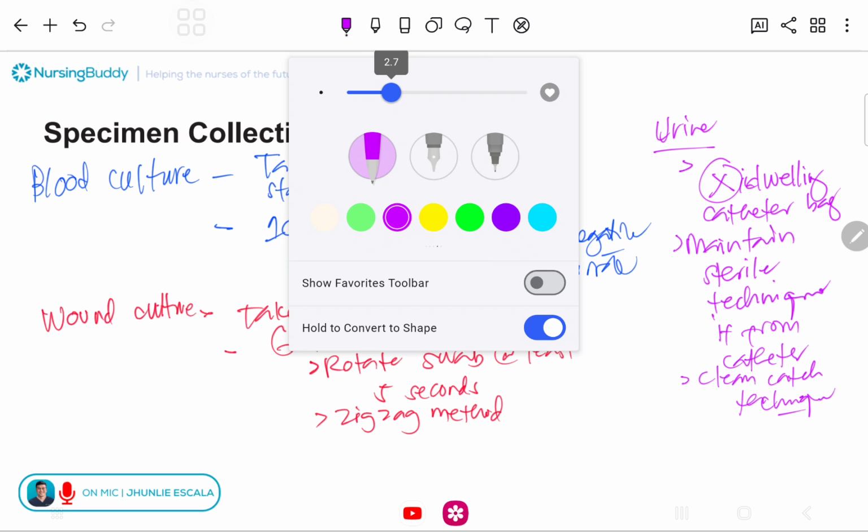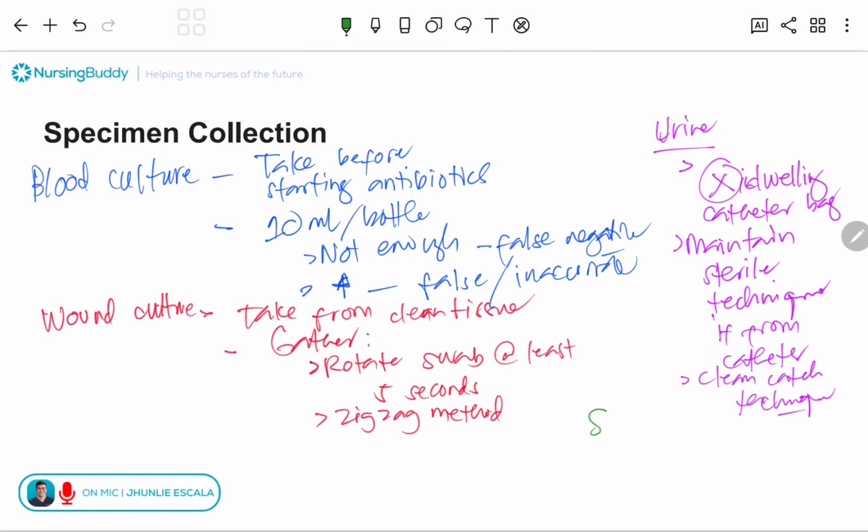Lastly, kapatid, let's discuss your stool. What are your nursing considerations for your stool? For your stool, big thing here, you need to ensure that your specimen is not contaminated with water or urine. So, tandaan po natin yan. That's the big thing there.